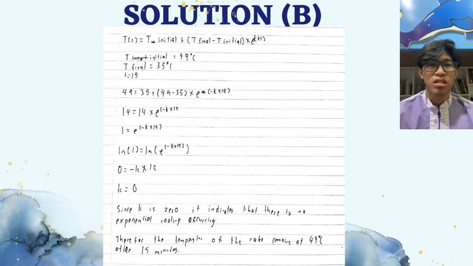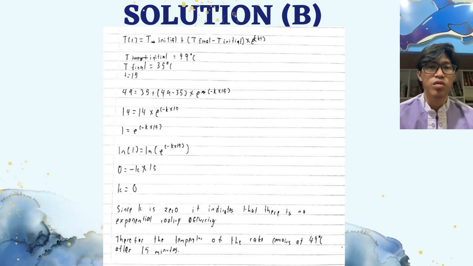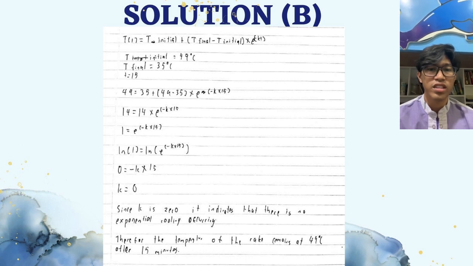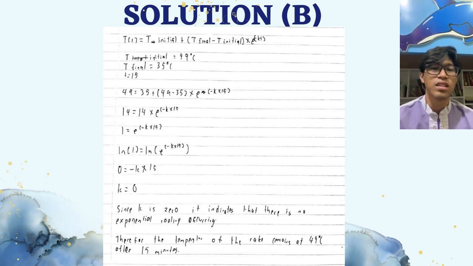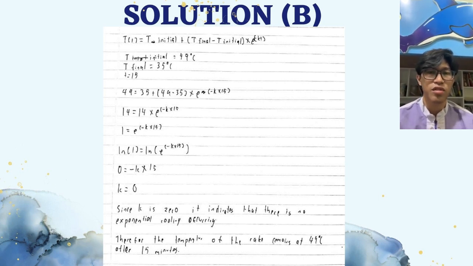Then we simplify the equation we have, and then divide both sides by 15. Taking the natural logarithm ln of both sides, and then solving for K. Since K is 0, it indicates that there is no exponential cooling occurring. Therefore, the temperature of the cake remains at 59 degrees Celsius after 15 minutes.